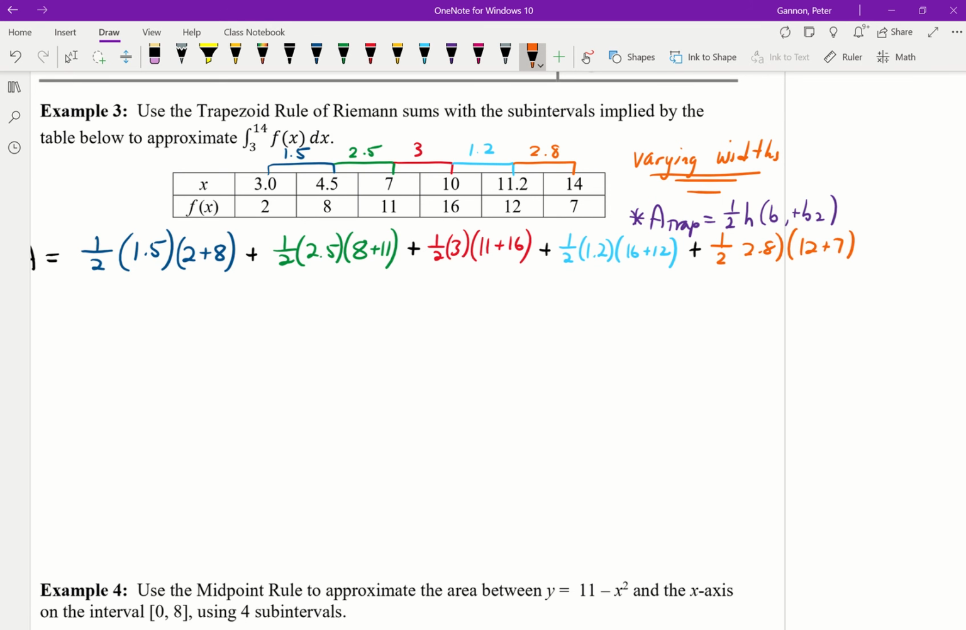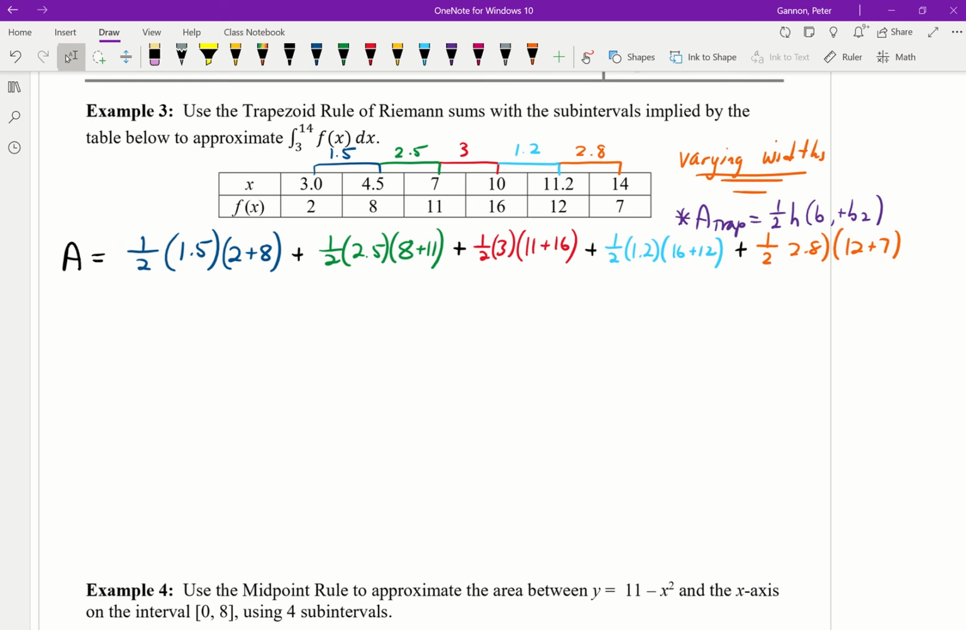So from there, what we would need to do is plug that into our calculator and evaluate what the actual area is. So I'm going to go ahead and do this kind of quickly. 2 plus 8 is 10. 10 times 1.5 is 15. And then obviously 15 divided by 2 is 7.5. So this is going to be 7.5. Plus, all right, 8 plus 11, that's 19. 19 times 2.5 is 47.5 divided by 2. That's going to give us 23.75.